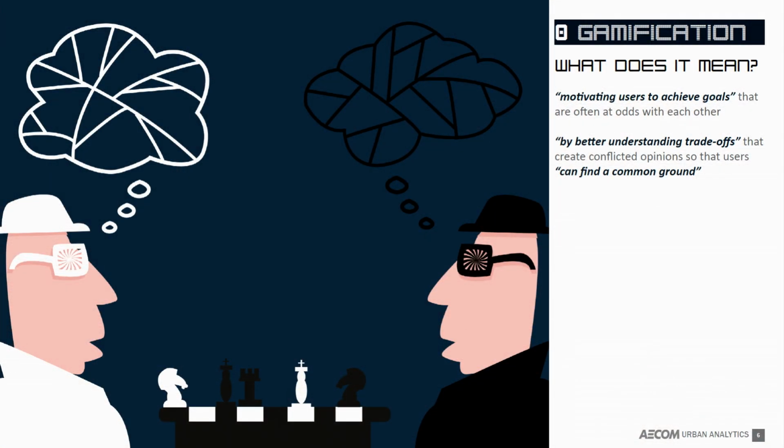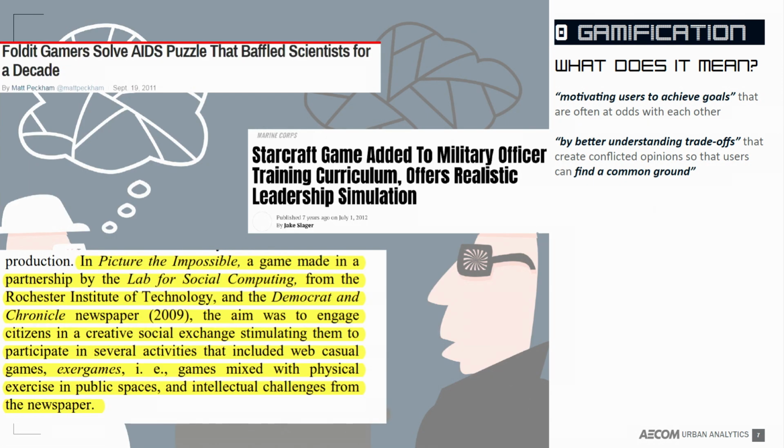Which begs us to ask this question: what does this mean? What is gamification? The traditional definition is motivating users to achieve their goals that are often at odds with each other. And by better understanding the trade-offs as we play these games, that create conflicted opinions, users can find common ground. And games have been used to solve real-world problems, right? For example, Foldit gamers in 2012 solved an AIDS puzzle, and they advanced the research on AIDS.